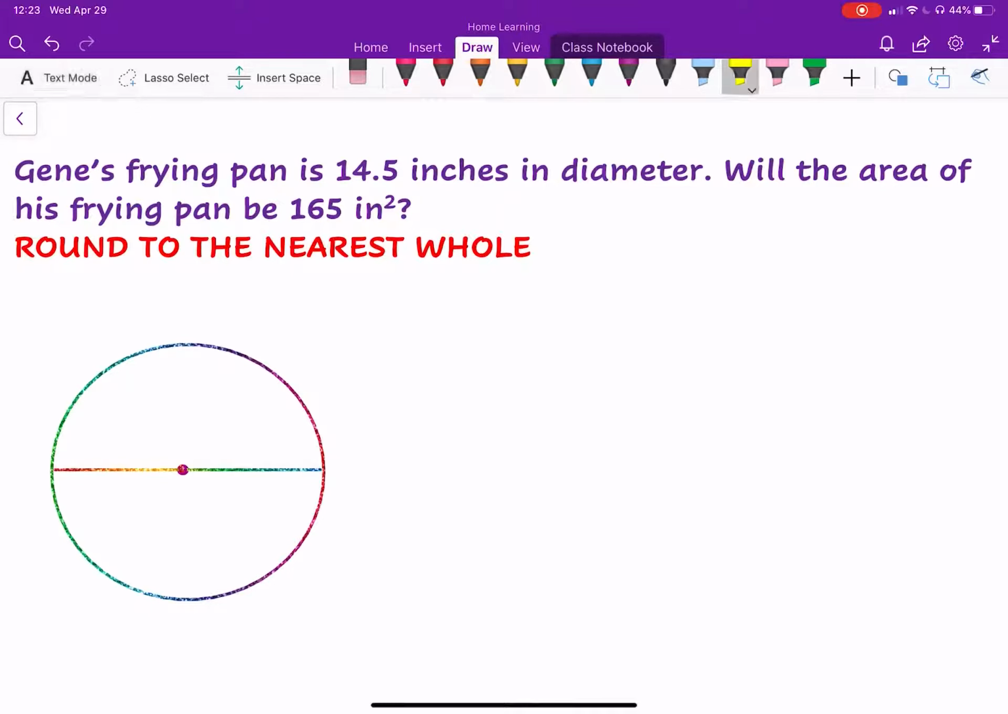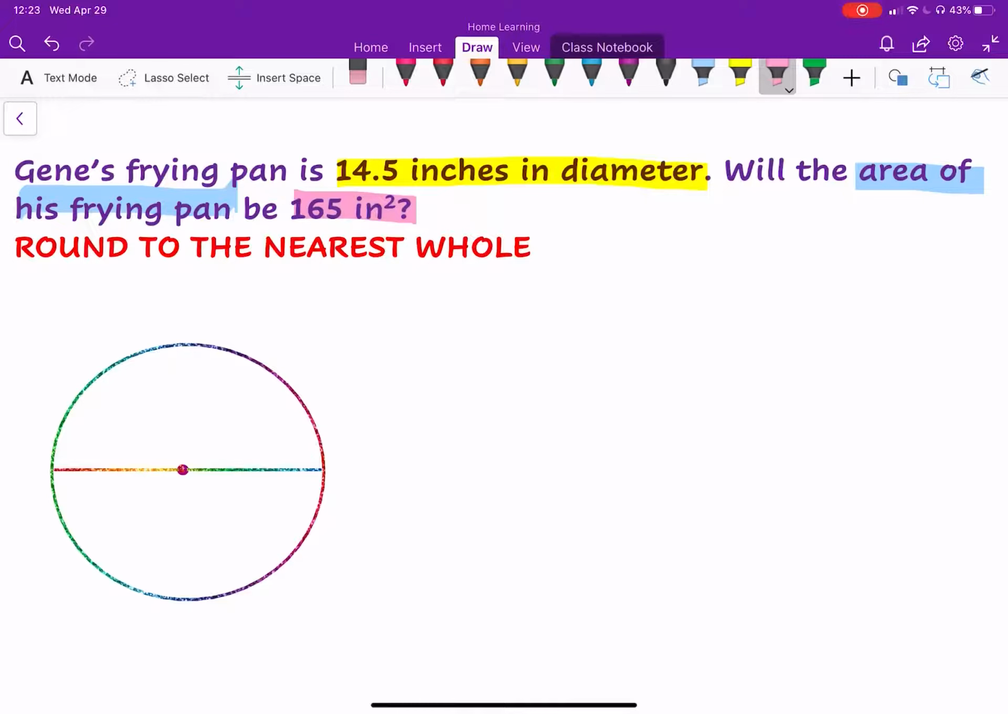Before we do that, actually, let's highlight important information. We know that his frying pan is 14.5 inches in diameter. We need to find the area of the frying pan to see if it's equal to 165 square inches.